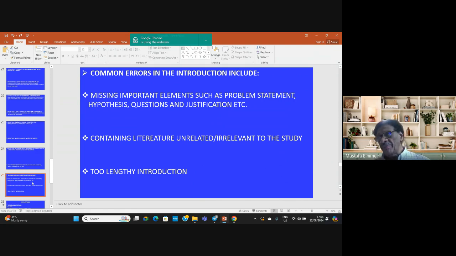In addition, another error is that the investigator includes literature irrelevant to the study. For example, in the background, when you go through the literature, you find it irrelevant to the research topic. And a common error also is that the introduction is too lengthy. Some investigators tend to write a massive amount of literature and detail in the introduction. You have to be very precise.